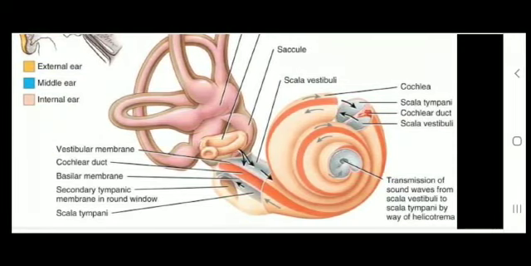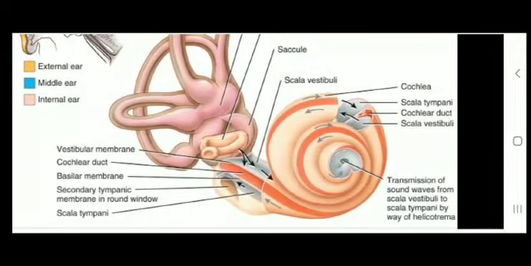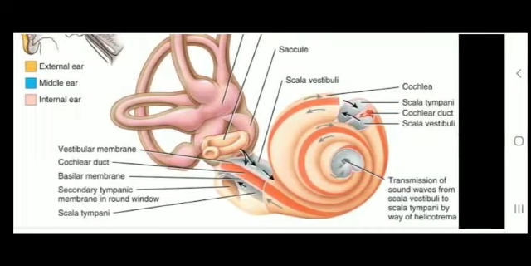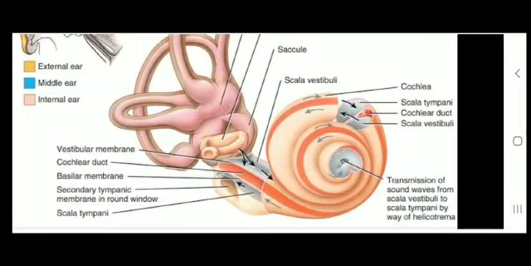Here we'll study about the cochlea. You can see in the diagram the cochlea, that is mainly responsible for hearing. It's also called the auditory apparatus. We can call it the bony cochlea containing the membranous cochlear duct. Together we call this the auditory apparatus.